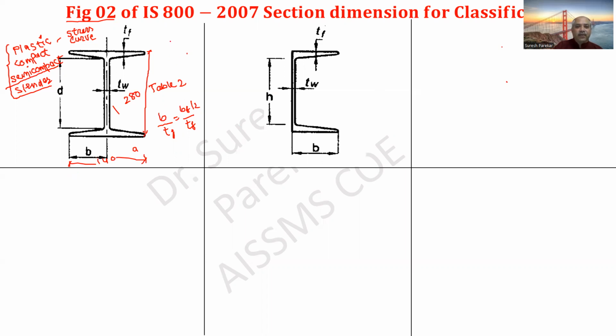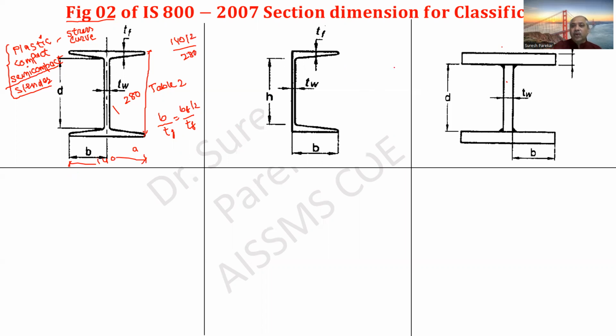You should be very careful. You have to go for 140 by 2 divided by 280, and then you have to answer it. See, same for all, you have to go through figure 2. Now here you have to see this. If this, what is the difference, they may ask. That is in welded section and in rolled section.